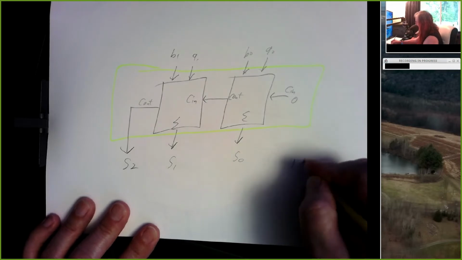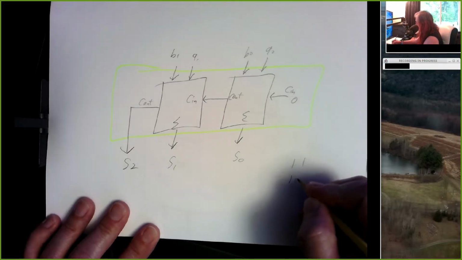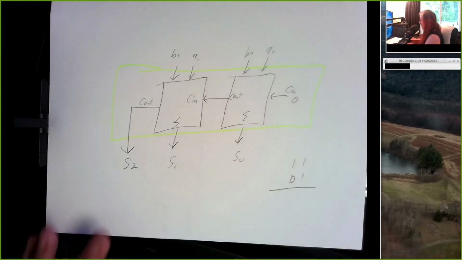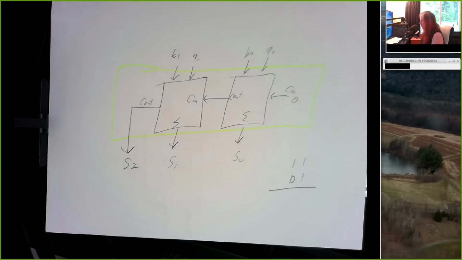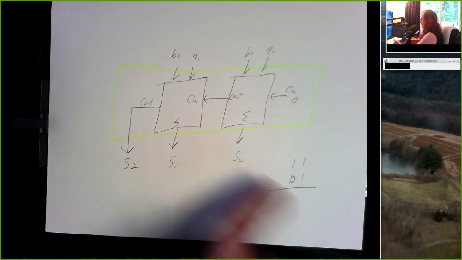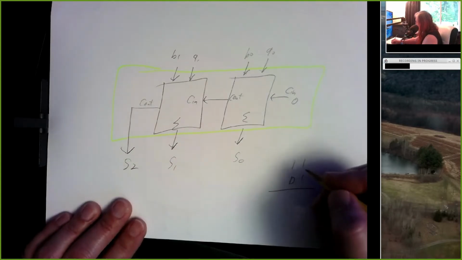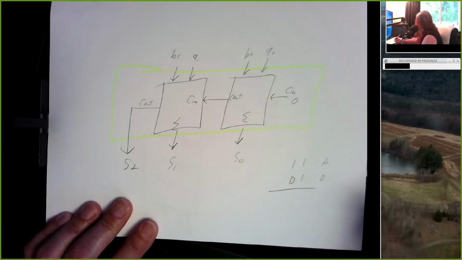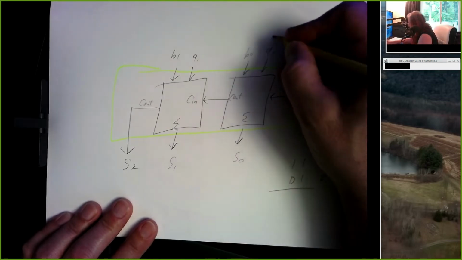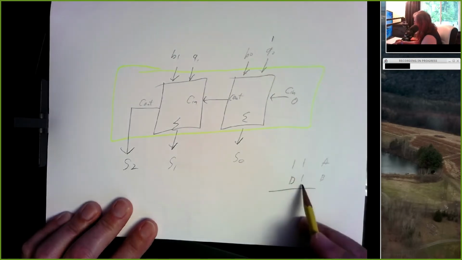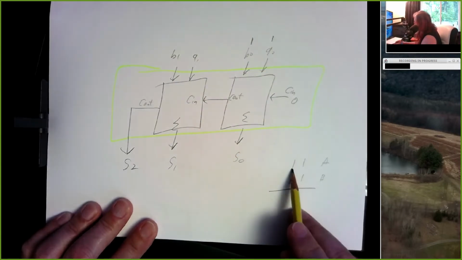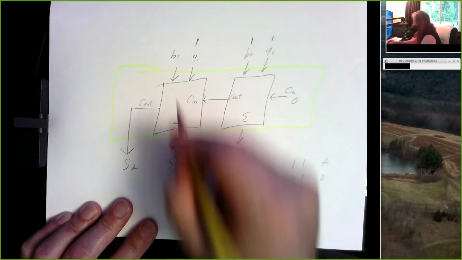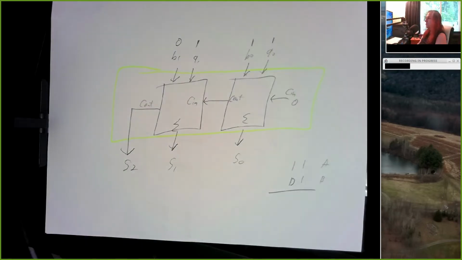So suppose I have numbers like 1, 1, 0, 1, and I want to add those together. Alright, we know the answer should be 4, right? This is 3 plus 1. So let's say that this is the number A, and this is the number B. So A0 is a 1, B0 is a 1, A1 is a 1, and B1 is a 0. So those are the inputs going in.